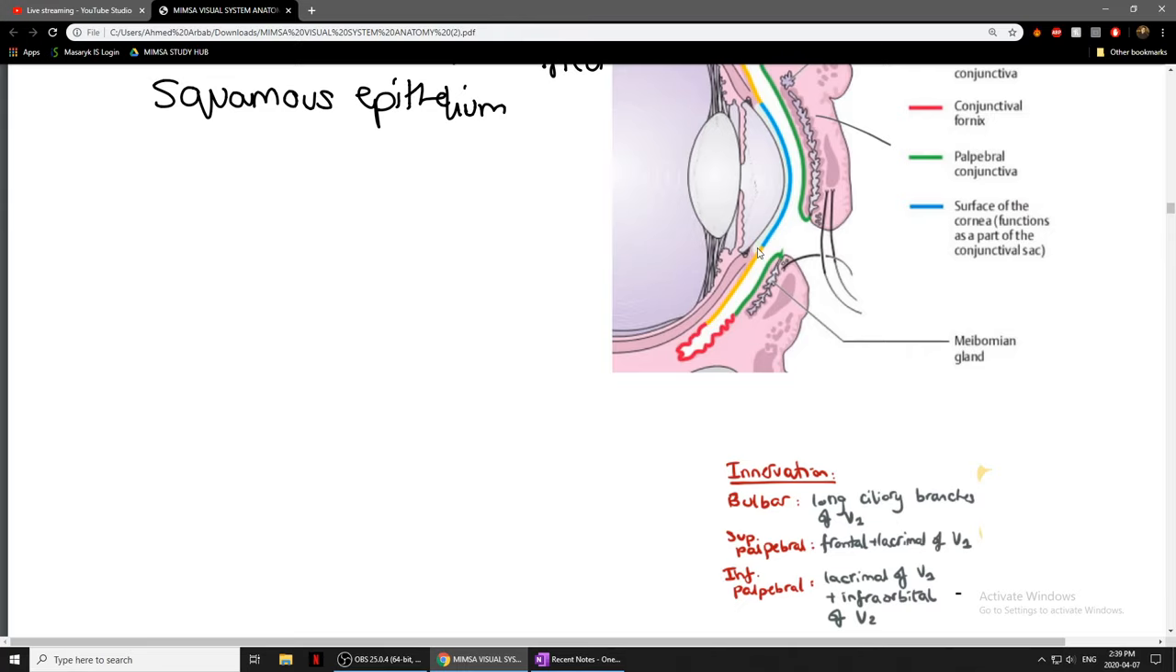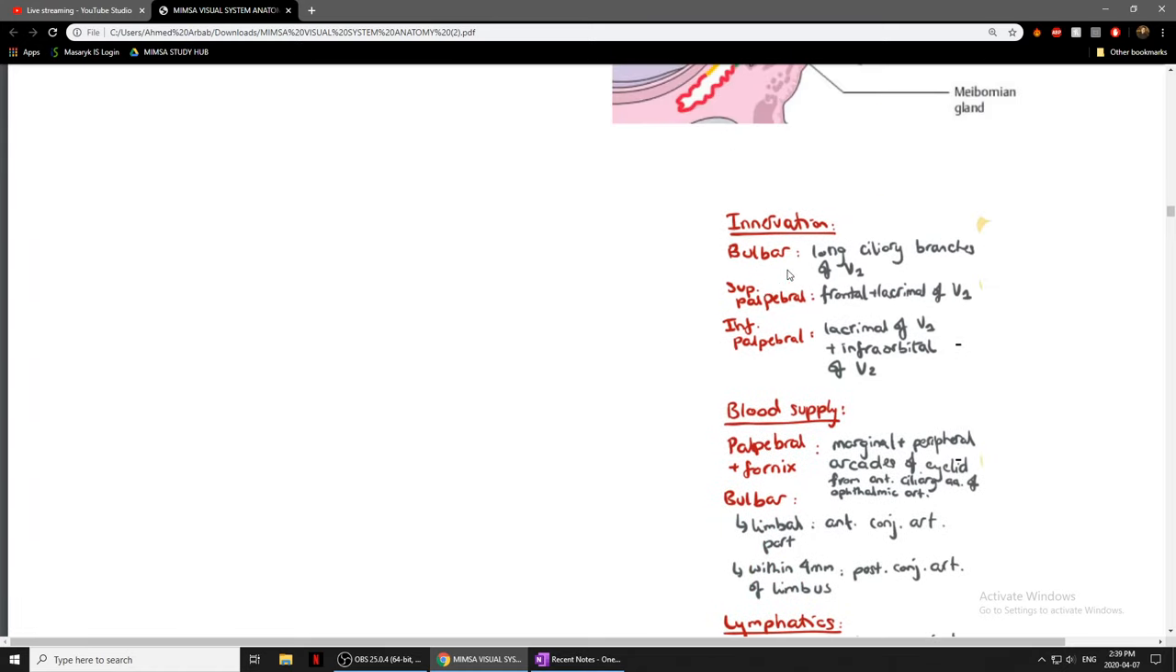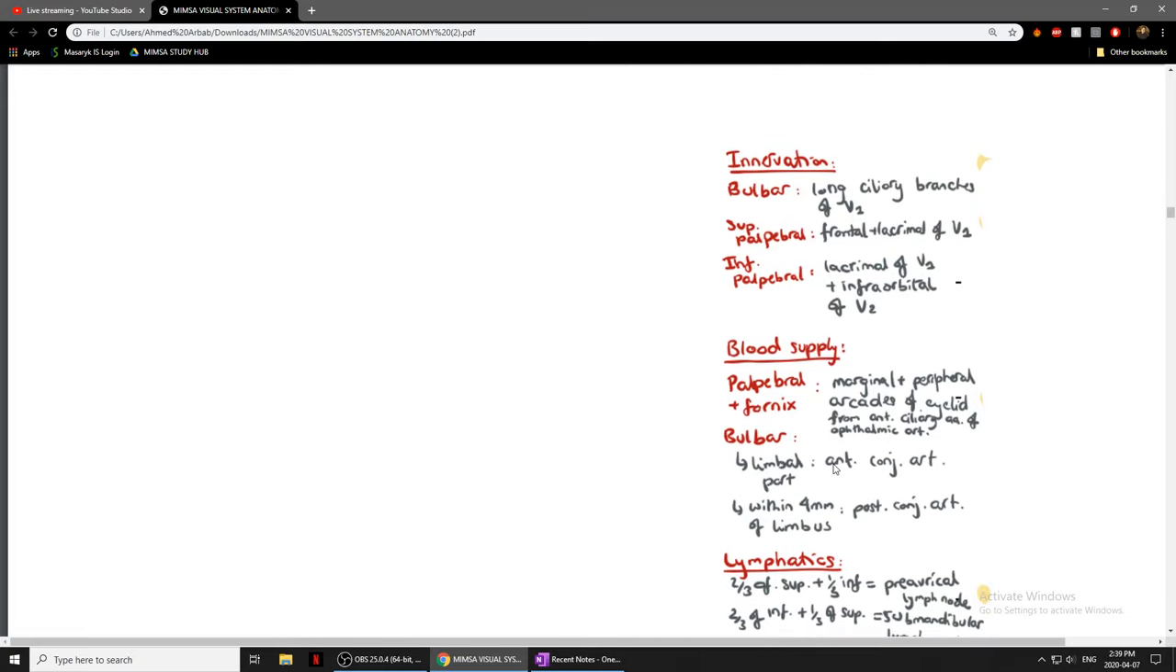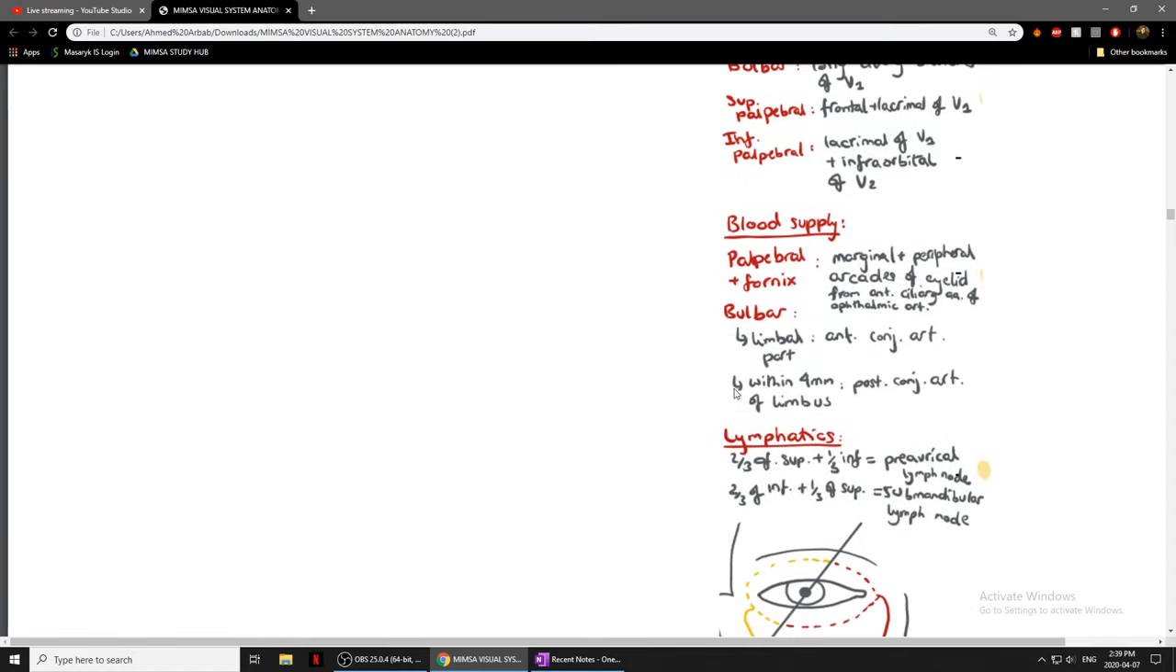So this area is the limbus. The edge of the cornea is called the limbus. The limbal part of the bulbar conjunctiva is supplied by the anterior conjunctival artery, and then below that it's supplied by the posterior conjunctival artery. So anterior in this region and posterior conjunctival in this region.